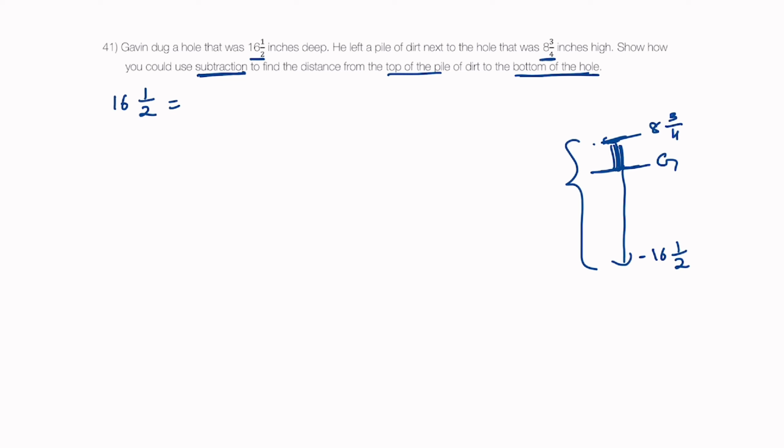16, 1 over 2. 1 over 2 is 0.5. So we can write this as 16.5. Then we have 8, 3 over 4. 3 over 4 is 0.75. This can be written as 8.75. So this is the depth that we have, and that's the pile, and all these measurements are in inches. Now we have to use subtraction. So let's do the subtraction. What's the depth here?